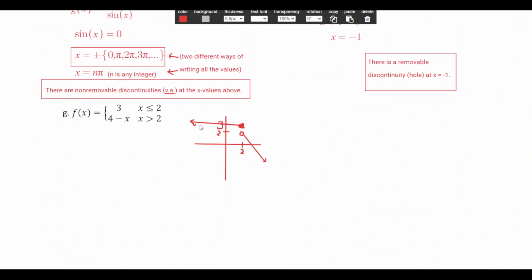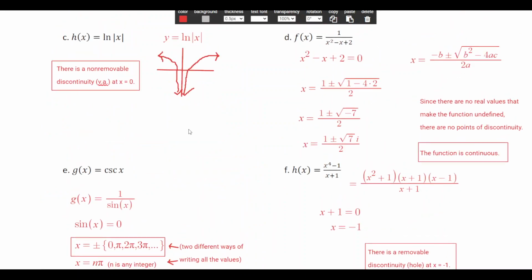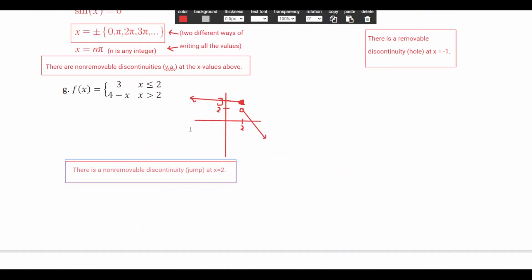So we do have that discontinuity at x. Actually, it's the exact same answer here. It's at 2. Look at that. So yeah, there you go. So there's g. And that finishes off the first page here. So let's take a look at the next page.